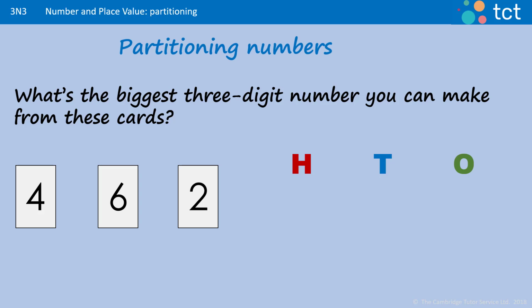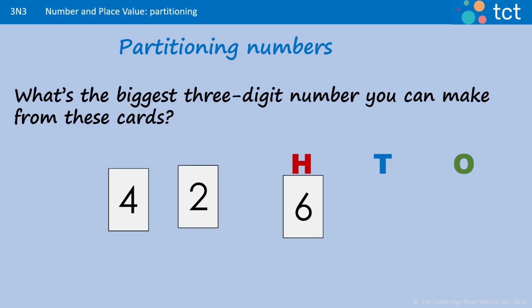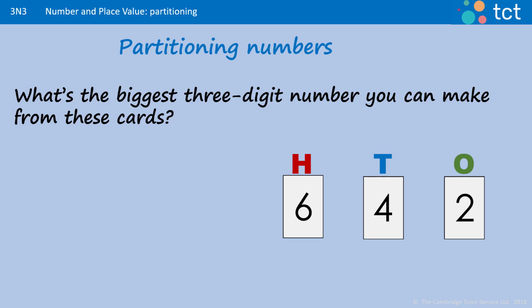To make the biggest number, we find the digit with the highest value. And here that's 6. So we move the highest value digit into the highest value place column, which is 100. Now we look for the next biggest digit, and that's 4, and we put that into the next biggest place value column. So that becomes 4 tens. And then the digit we have left is the smallest value, and that goes into the ones, which is the smallest place value column we have. The biggest number we can make with those 3-digit cards is 642.